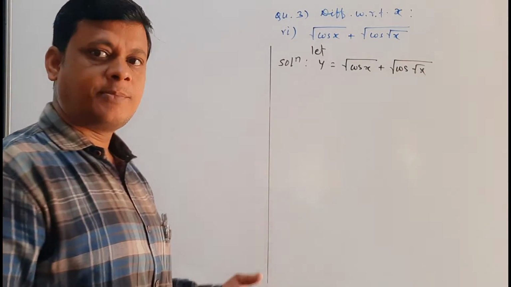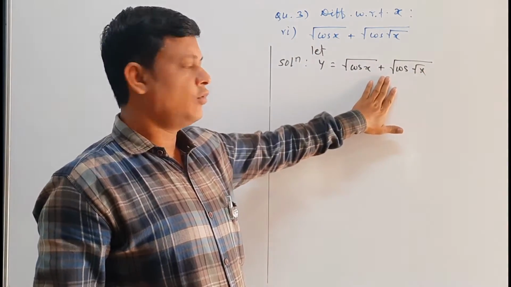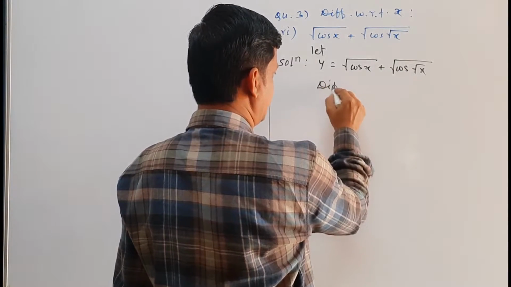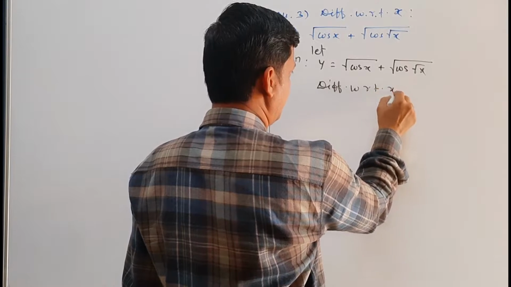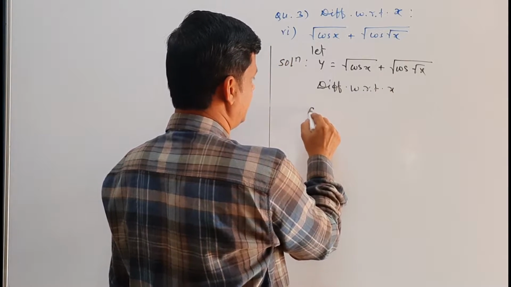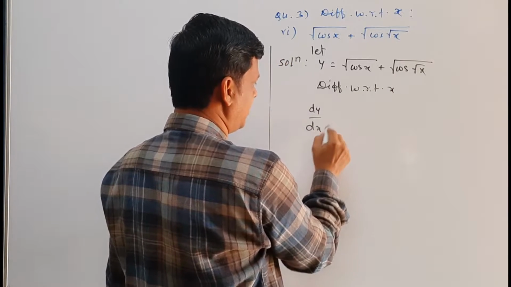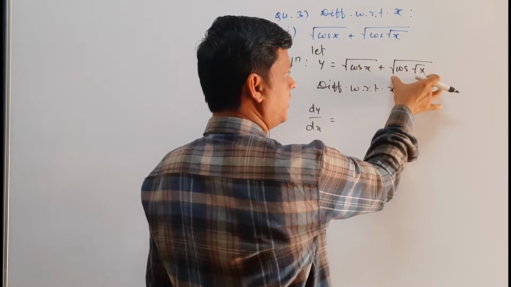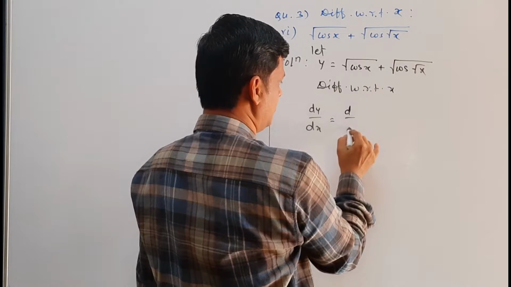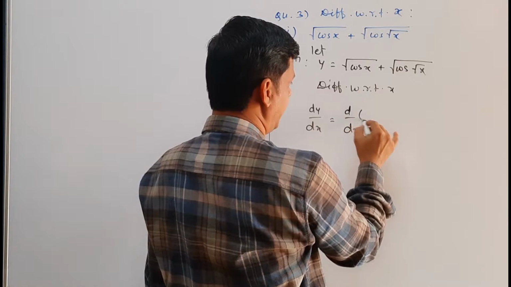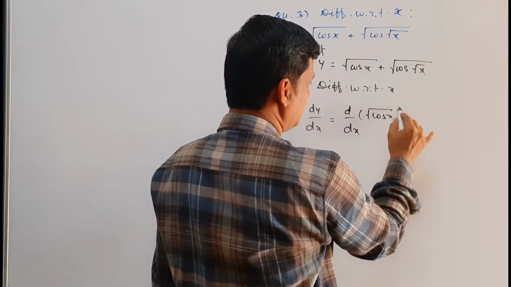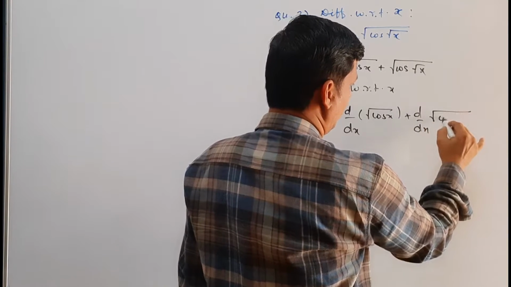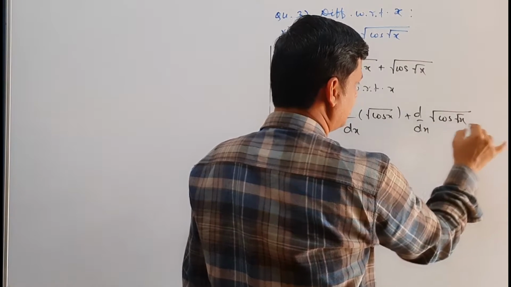So first we have to apply a rule of addition. We write: differentiate with respect to x. So we differentiate y with respect to x. We write dy by dx, derivative of the first function plus derivative of the second function. So we use the addition rule: d by dx of root cos x plus d by dx of root of cos of root x.